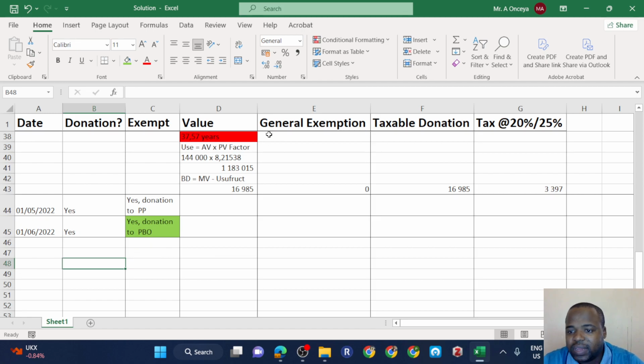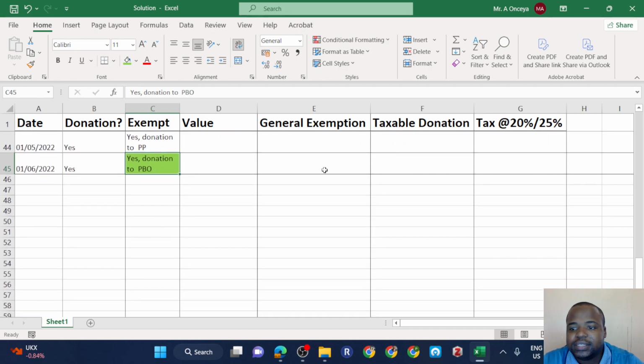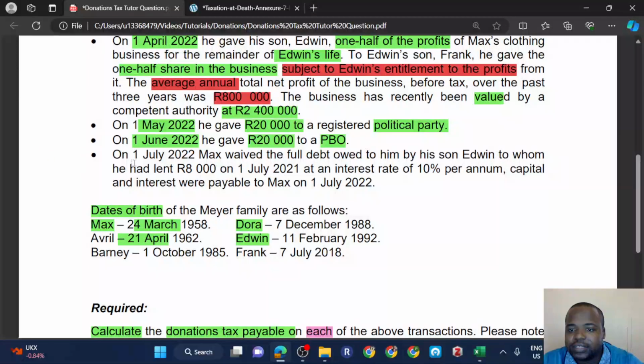So remember that if it was a two-part question where you first deal with his donations and then you have to compute his normal tax implications, you'd have to take this into account at the end before you determine his taxable income. So remember that. And then we come to the last one now.